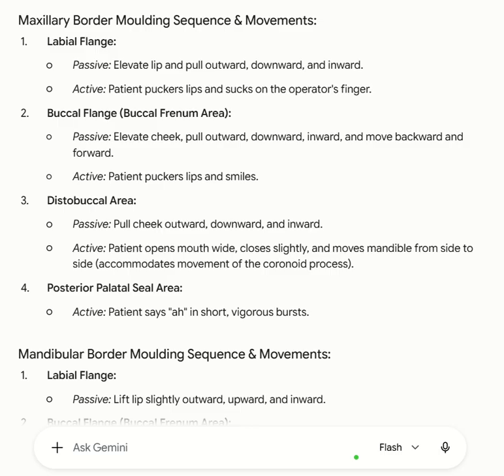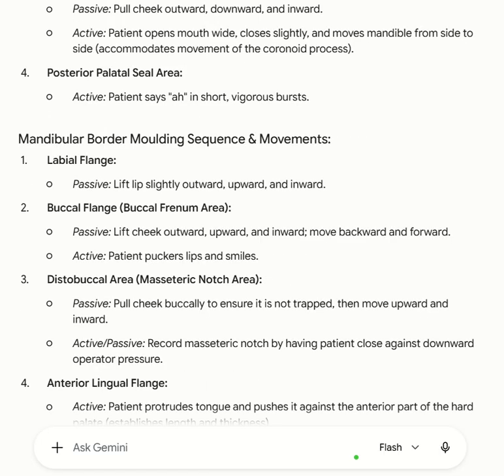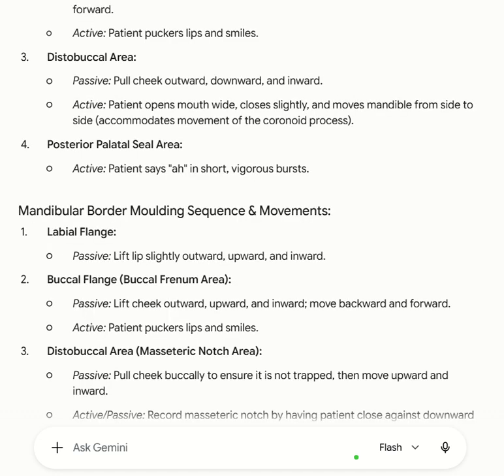Mandibular border molding sequence and movements: labial flange, passive: lift lip slightly outward, upward, and inward. Buccal flange, buccal frenum area, passive: lift cheek outward, upward, and inward, move backward and forward. Active: patient puckers lips and smiles. Distobuccal area, masseteric notch area, passive: pull cheek buccally to ensure it is not trapped, then move upward and inward. Active, passive: record masseteric notch by having patient close against downward operator pressure.